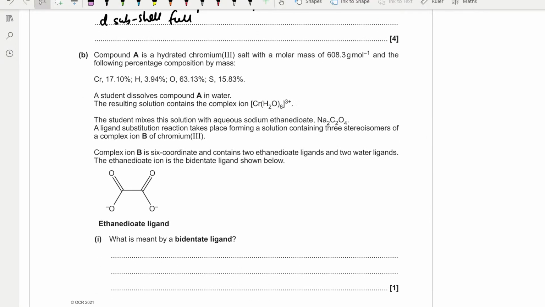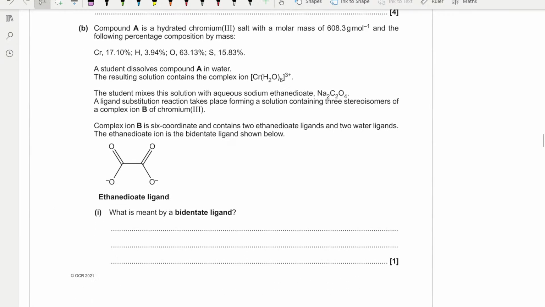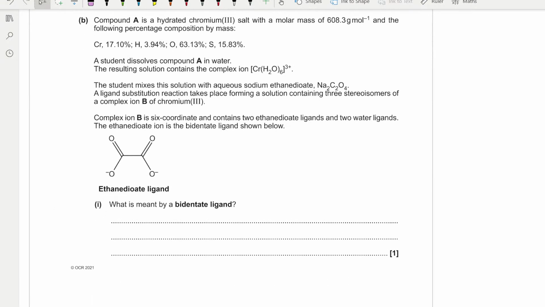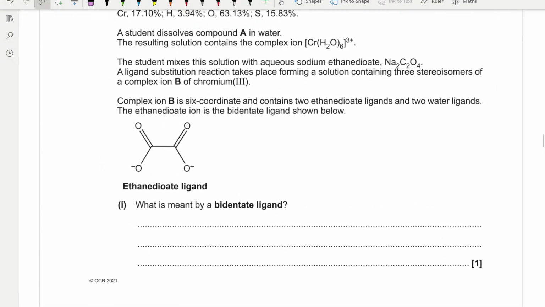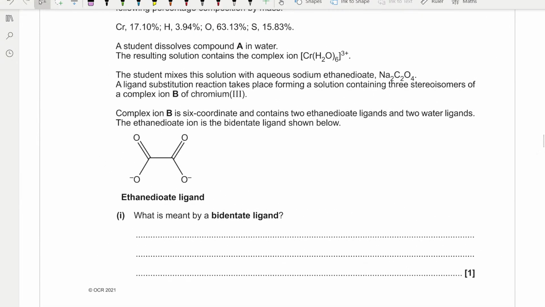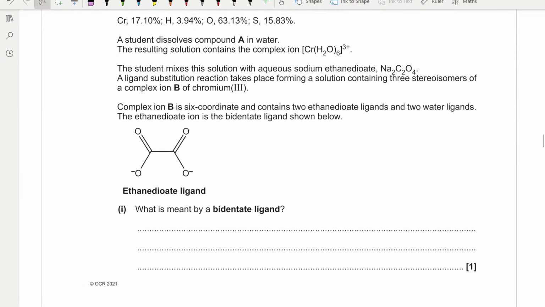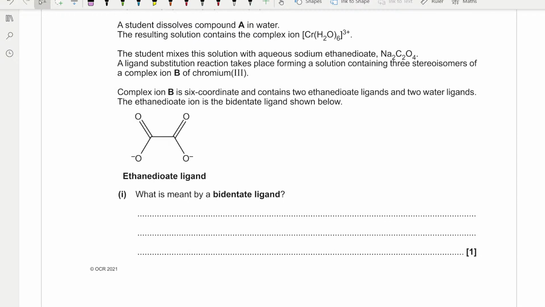Compound A is a hydrated chromium-3 salt with a molar mass of 608.3 grams per mole to the -1, and the following percentage composition by mass. A student dissolves compound A in water. The resulting solution contains a complex ion Cr(H2O)6 3+. The student mixes this solution with aqueous sodium ethanedioate, Na2C2O4. A ligand substitution reaction takes place, forming a solution containing 3 stereoisomers of a complex ion B of chromium-3.